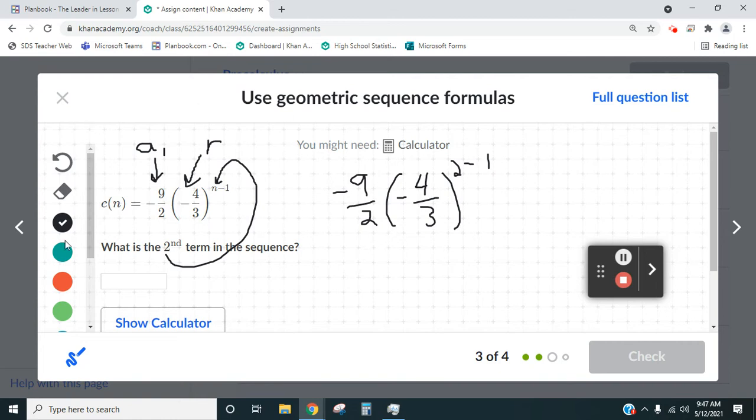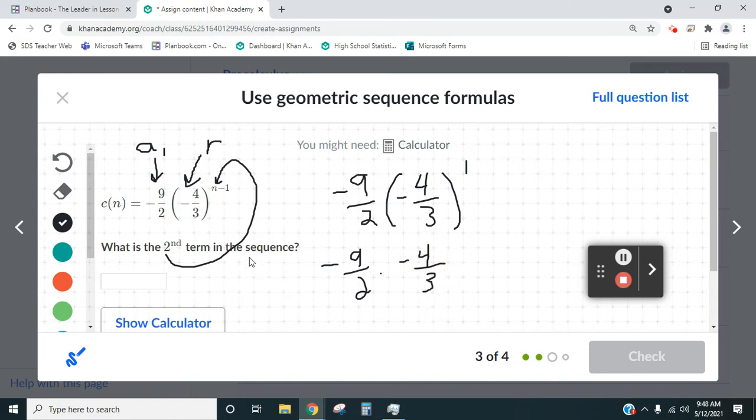What do you have to do for this situation? Let's talk about order of operations. Yeah, you have to do 2 minus 1. You should think of this as being in parentheses, even though it's not up there. Right, so now it says 2 minus 1, that is 1. Thing to the first power is itself. So now it just says negative 9 over 2 times negative 4/3.